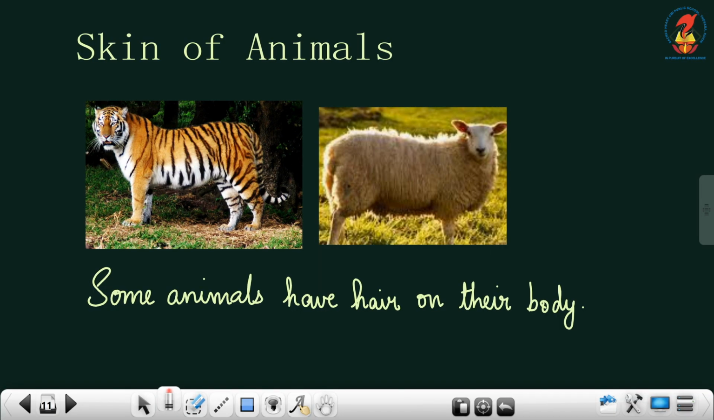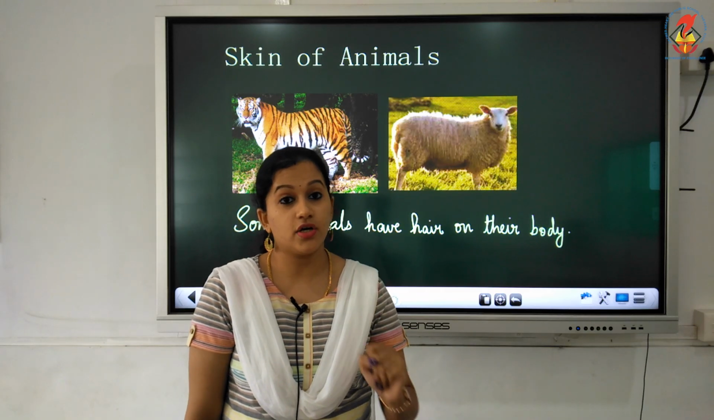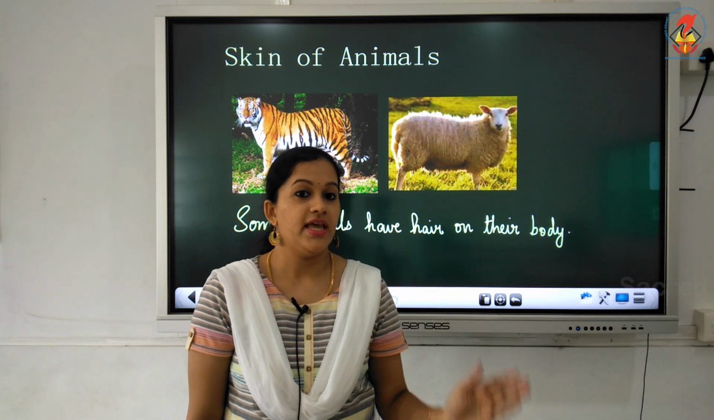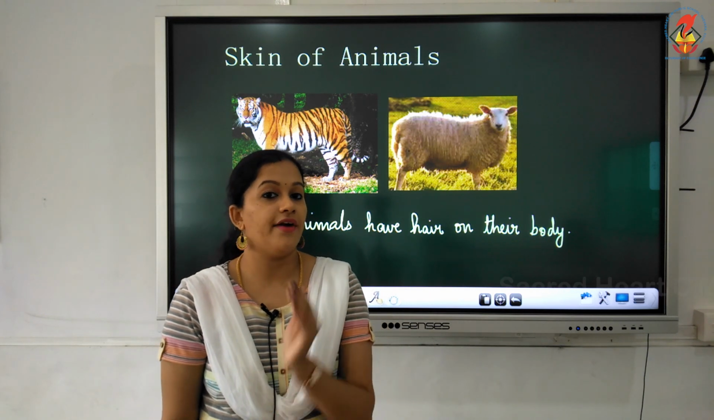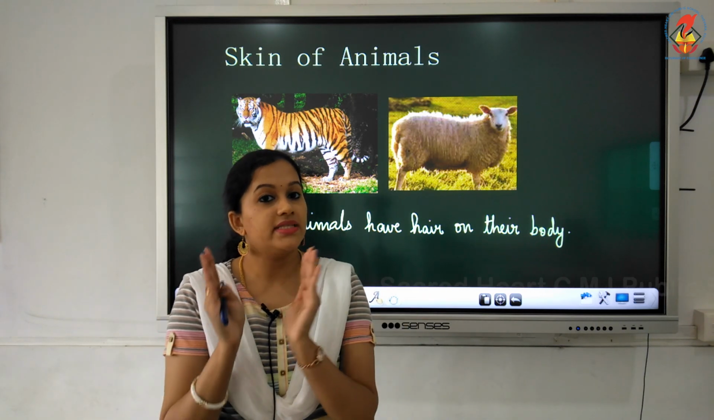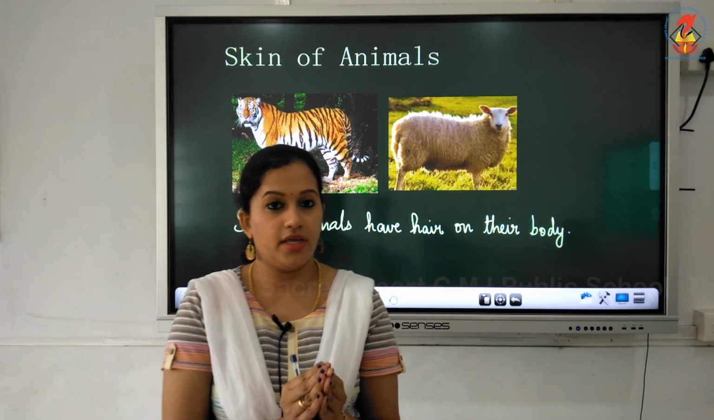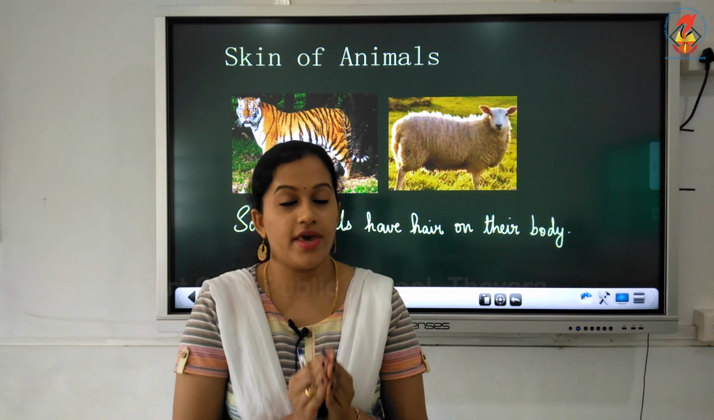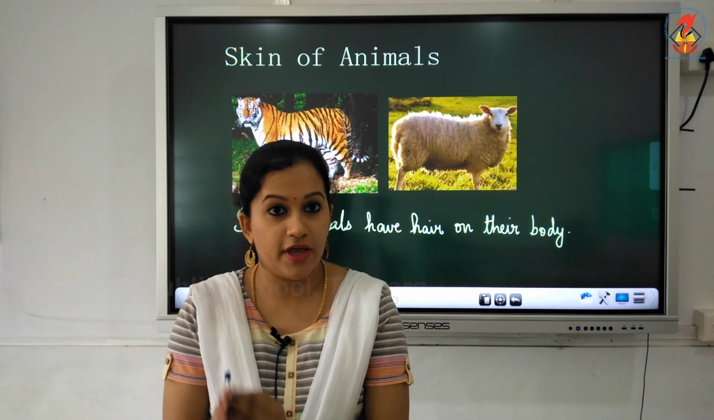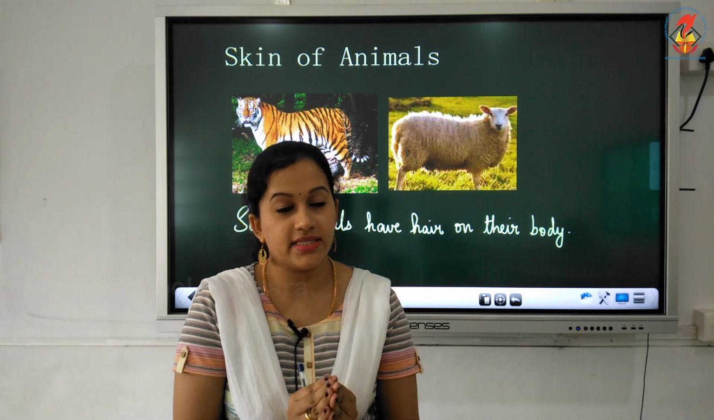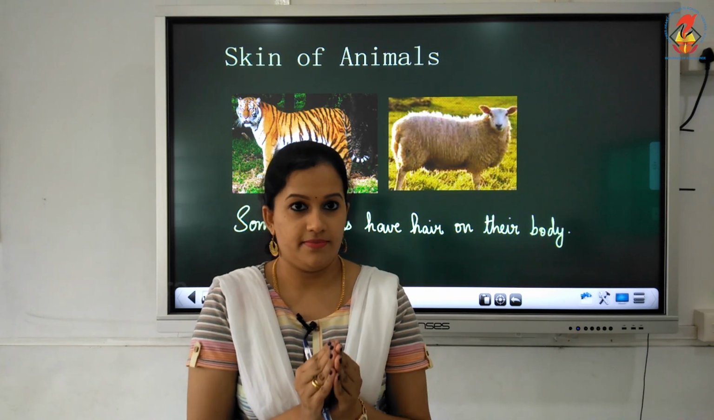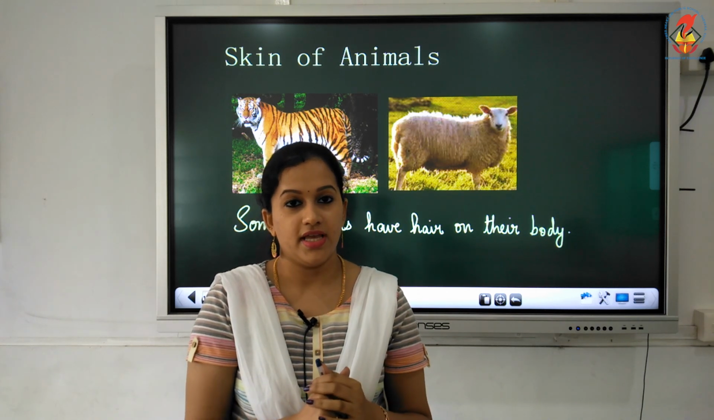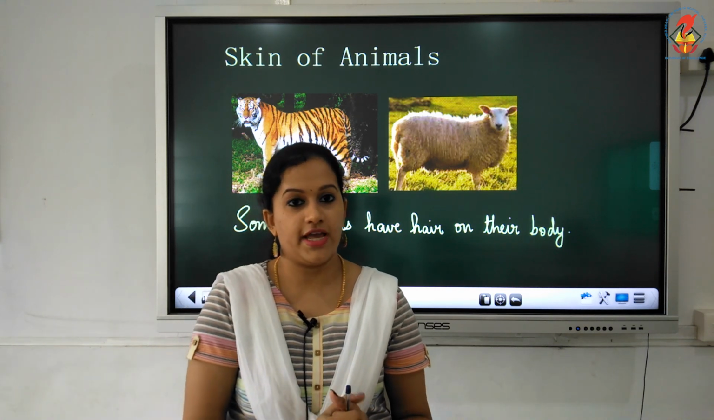So children, you all know that animals have hair on their body. There are some animals that have hair on their body and there are some animals that do not have hair on their body. Animals in which the hair is absent might have feathers, or they might have scales, or they might have just skin. Whereas animals that have hair on their body, the hair is different in different animals.